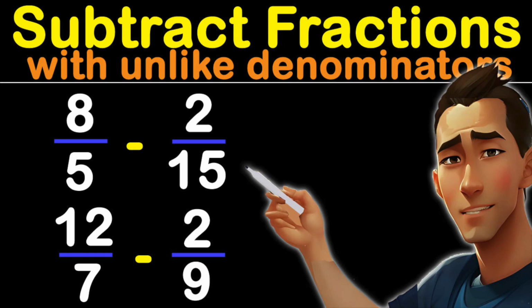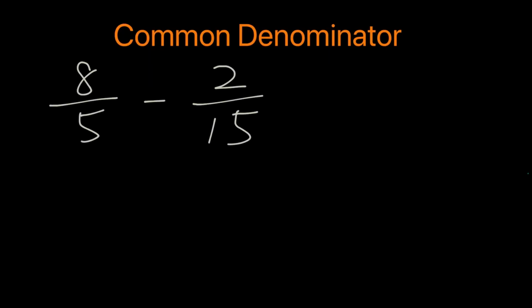In this video, I'll be showing you how to subtract fractions with unlike denominators. The first thing we need to make sure of is that they have a common denominator before we start the subtraction. In this example, we have 5 and 15. To find the common denominator, we will write a sequence of numbers and see if any of them matches.